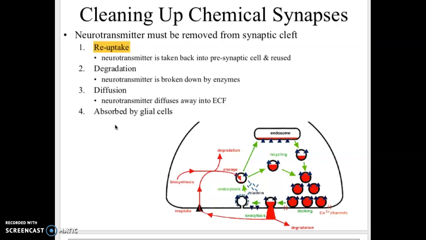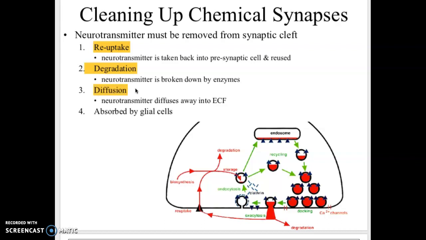Neurotransmitter that is in the synaptic cleft basically just gets recycled. It gets taken back up into the presynaptic neuron, and then it gets recycled and it's ready to be used again. Second is degradation. Neurotransmitter is broken down by enzymes in the synaptic cleft. If you remember acetylcholinesterase from the muscle cells, that was an example of a neurotransmitter being broken down by an enzyme.